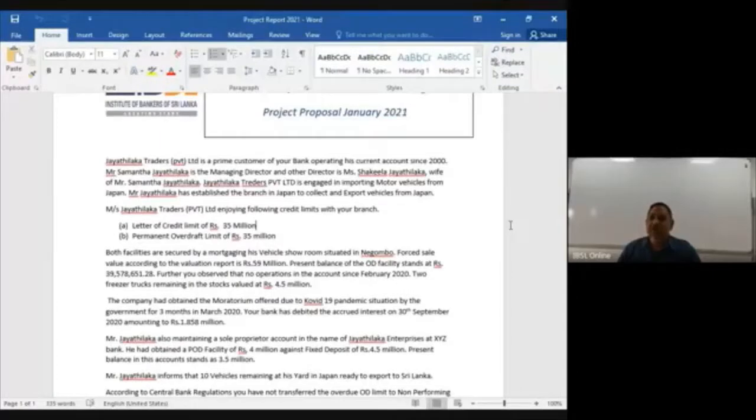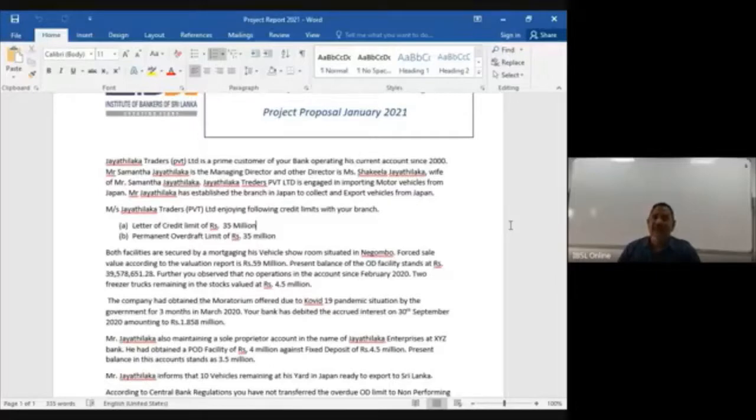Both facilities are secured by a mortgage of his vehicle showroom situated at Pigaboo. So both 35 million facilities are fully secured by a property mortgage. The forced sale value according to the valuation report is rupees 59 million. The present balance of the OD facility stands at rupees 39,578,681.28.